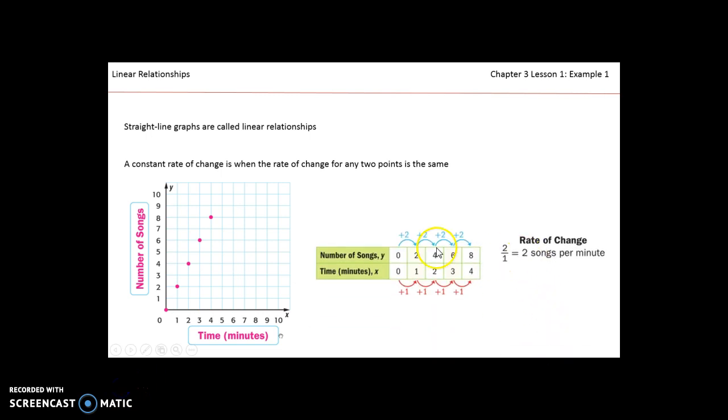Another way you will look at something that's linear is, because you don't always want to have to graph something, like if they give you a graph, it's very easy to tell if it's linear. But sometimes they give you a table, and you're going to want to look at the change in y. So how does y change throughout? In this case, it's adding by 2 every single time. And then over the change in x. So again, it's changing at a constant rate, 2 over 1, or 2 songs per 1 minute.